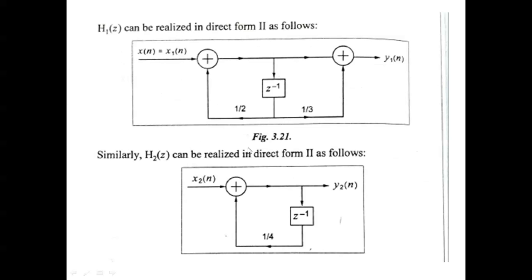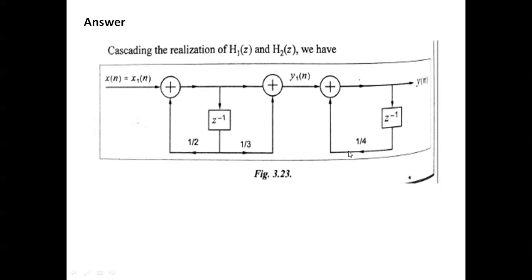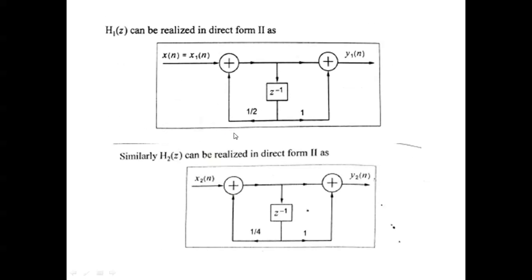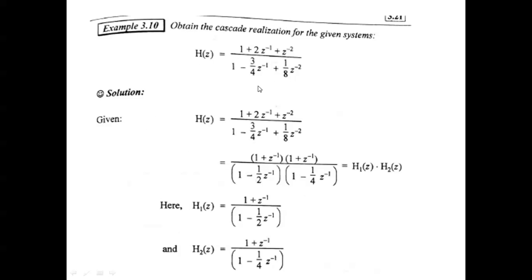Cascade form means they are added in series. This is the first part and this one is the second part, just added together, so this is cascade form. Parallel form means they are added in parallel. That's the difference between cascade and parallel form. So see this other example they have shown. Based on the same things, there's a similar formula.